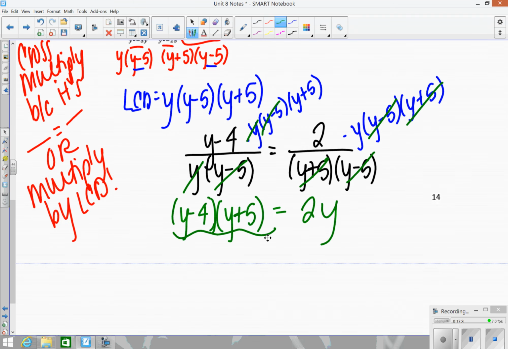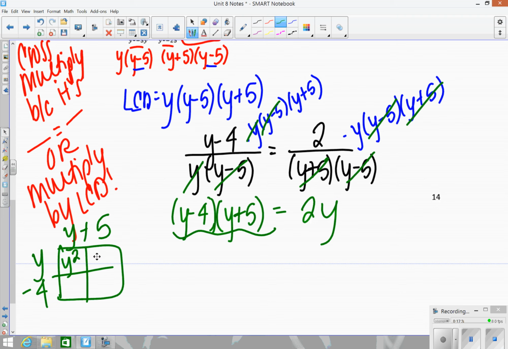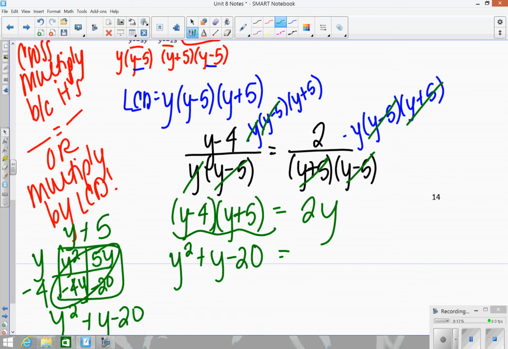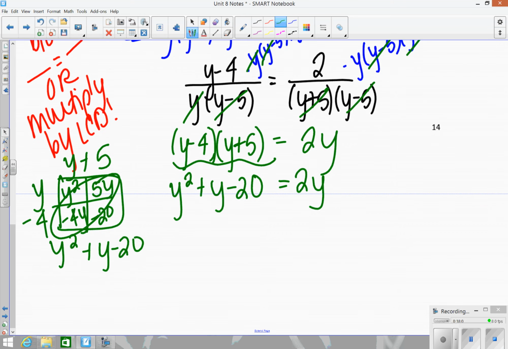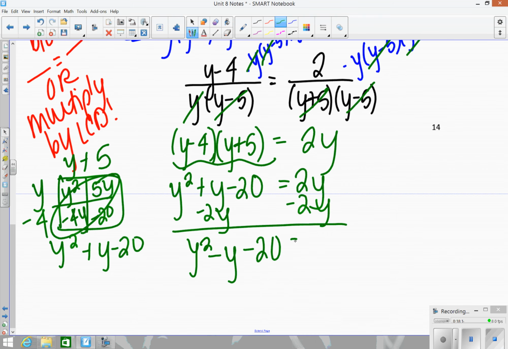So for this, in order to solve this, I'm going to have to use the box because it's a binomial times a binomial. So y plus 5, we multiply, so we have y squared, 5y, negative 4y, and then negative 20. Combine like terms, so we have y squared plus y minus 20. So y squared plus y minus 20 equals 2y. And now you can see that I have, again, a variable squared, so I am going to have to factor, so I need to bring this 2y over. So we have y squared minus y minus 20 equals 0.